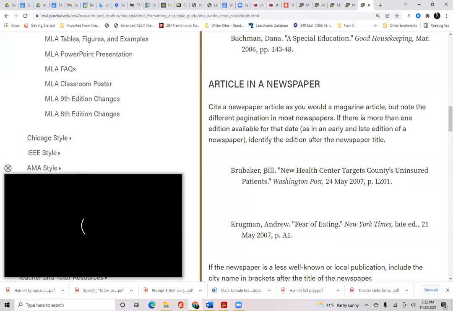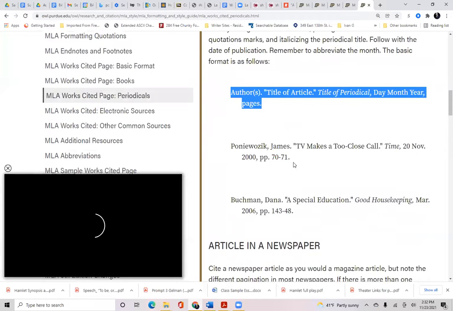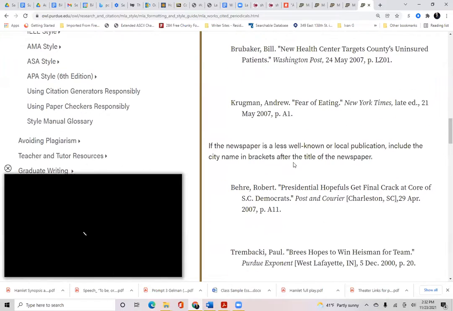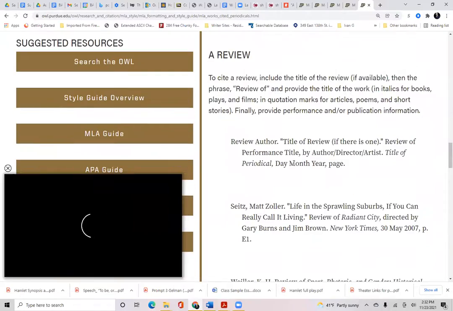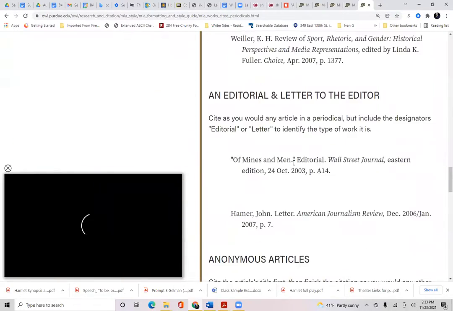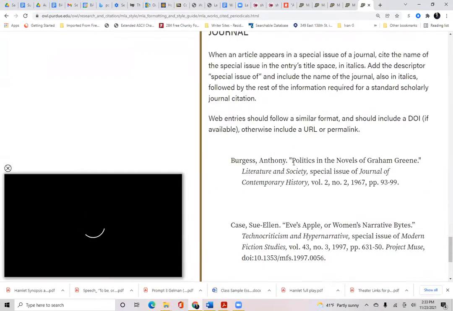So it does the same thing. It shows you the article in the newspaper, right? Which, actually, ironically, is the Washington Post. So that's the name of the author, the title of the article, and it's really following this format, okay? It says it generically here, but then you see how it is in practice here. I'm trying to see if they give us an example. This is a review, which is different. An editorial letter, an article in a scholarly journal.